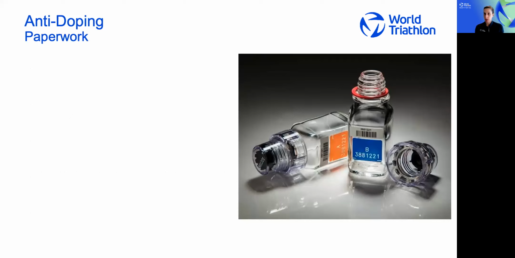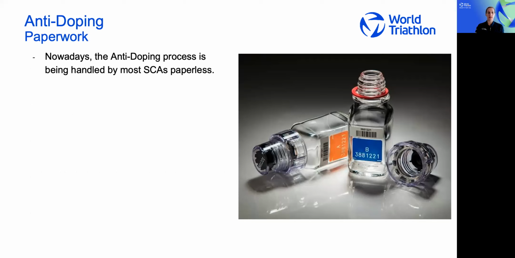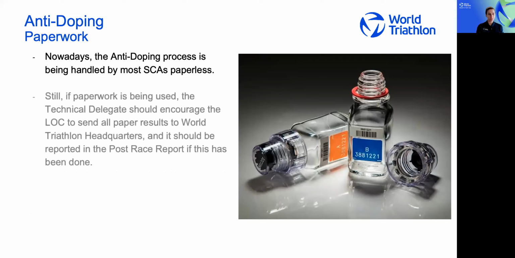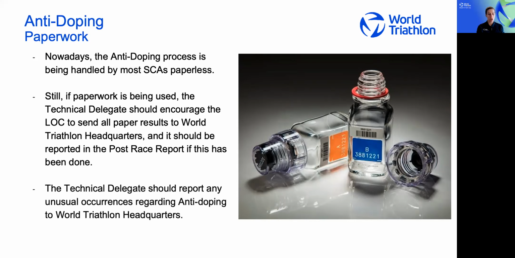In terms of the paperwork around the anti-doping, nowadays more and more sample collection authorities are having a paperless process of anti-doping control. However, if still paperwork needs to be used, these doping control forms should be sent to the World Triathlon headquarters, and that should be reported at the post-race report. Also, the TD should report any unusual occurrences regarding anti-doping to World Triathlon.